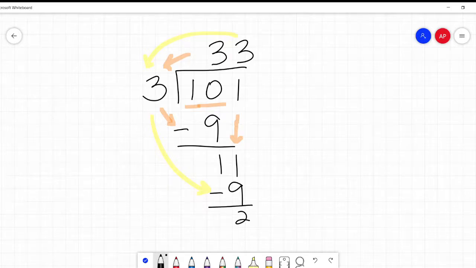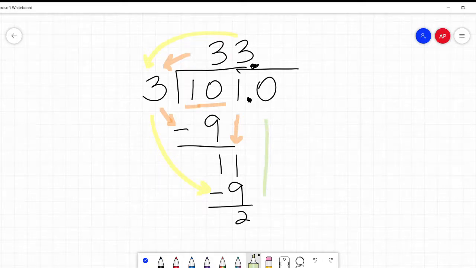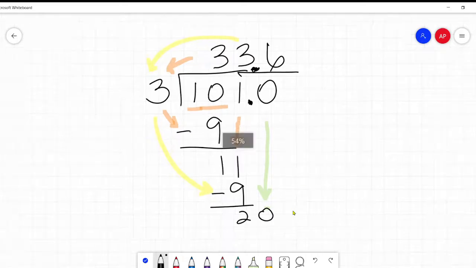No, it doesn't. So I'm going to add my decimal and 0. That decimal is super important. Remember, I also want to put it above it. It has to be there, both places. So 33 point. All right, so now I've got this 0 that I can bring down. Does 3 go into 20? Yes, it does. 6 times. 6 times 3.